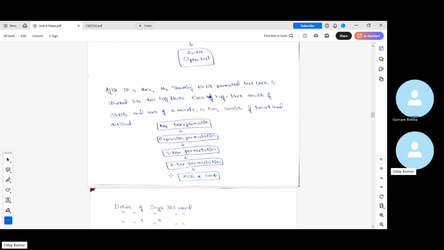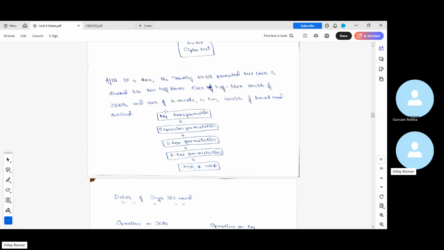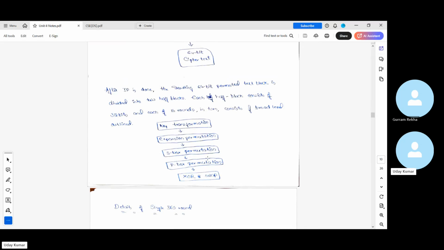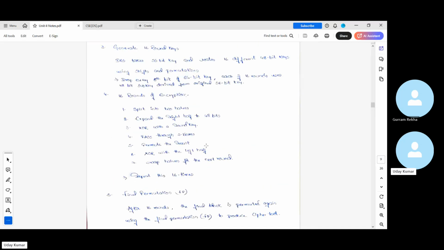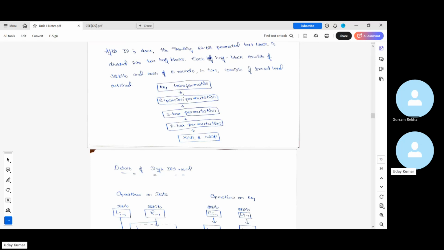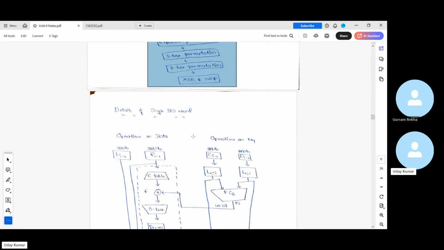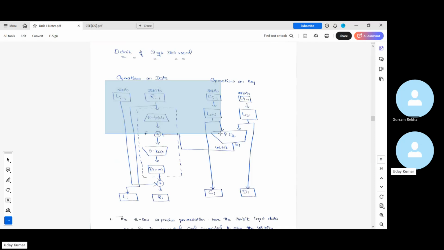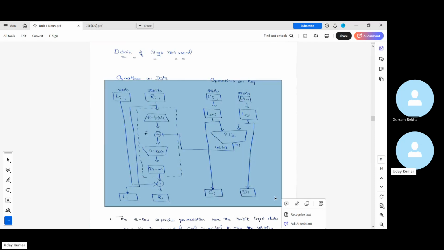Okay, so this figure shows key transformation, expansion, S box, P box, and XOR and swap. The steps that we have discussed here, right? So broadly, first is the key transformation, next expansion permutation, S box permutation, P box permutation, and XOR and swap. So the basic steps of how DES works are broadly explained and shown in this diagram. Now, this is the diagram that I'm stressing on, students, which you guys have to understand.